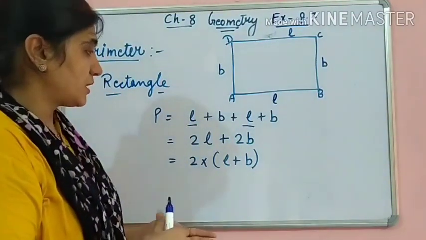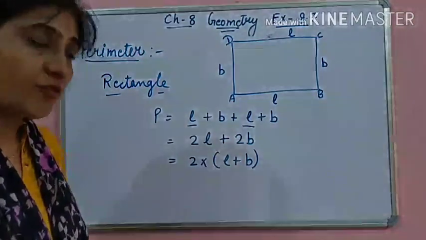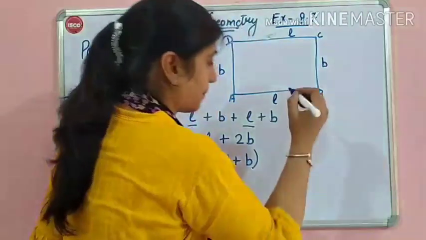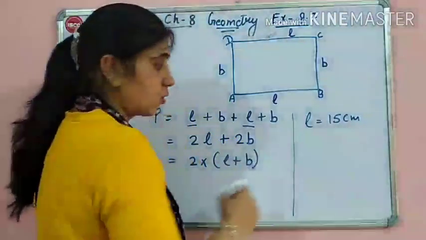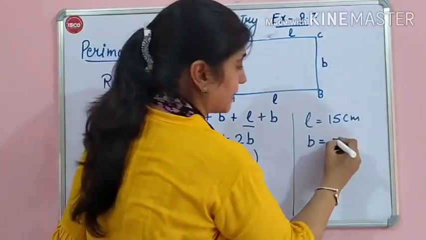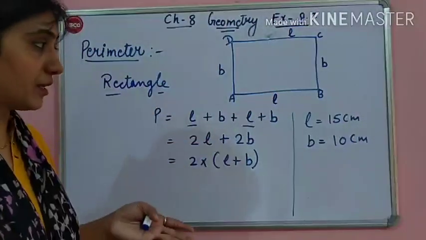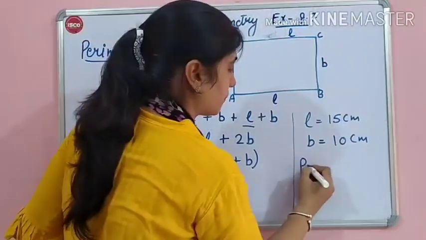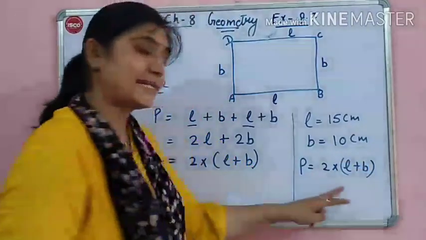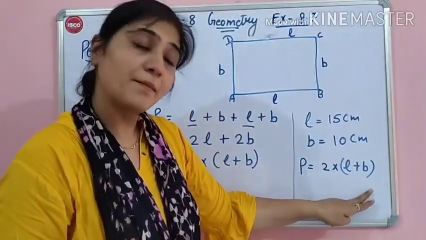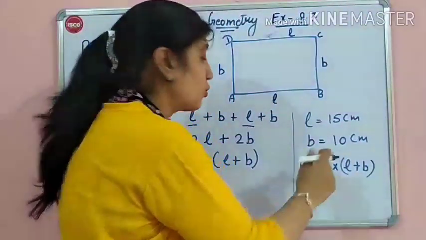And now see, it is simple. You just apply this formula and you can find the perimeter of a rectangle. See, I am taking one example. If the length is 15 centimeter and the breadth of the rectangle is 10 centimeter, your question is to find its perimeter. So, what is the formula? 2 into (L plus B). L is length, B is breadth. First of all, you have to add them, then multiply by 2.